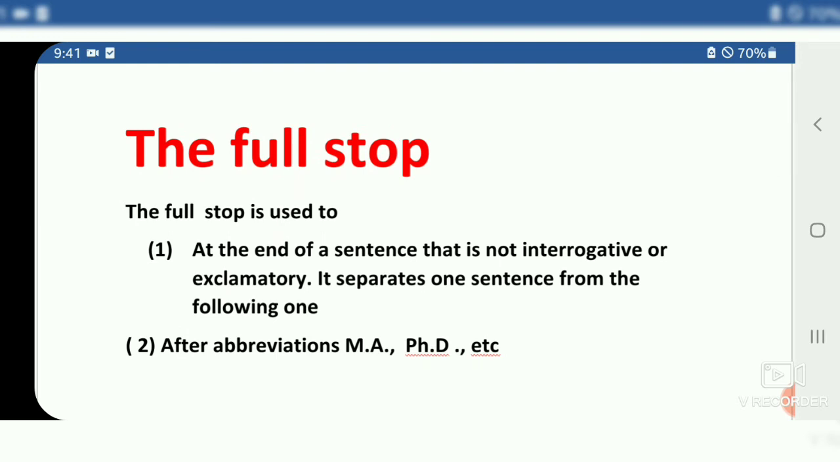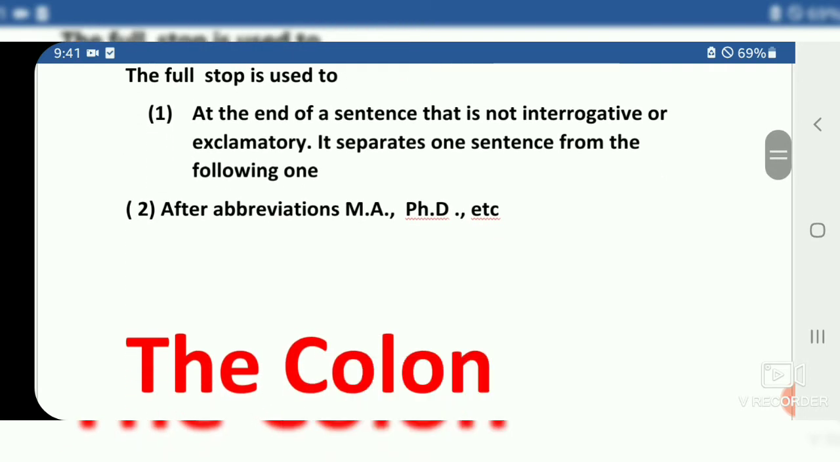The first is the full stop. The full stop is used at the end of a sentence that is not interrogative or exclamatory. It separates one sentence from the following one. Number 2 is after abbreviations like MA, PhD, etc.